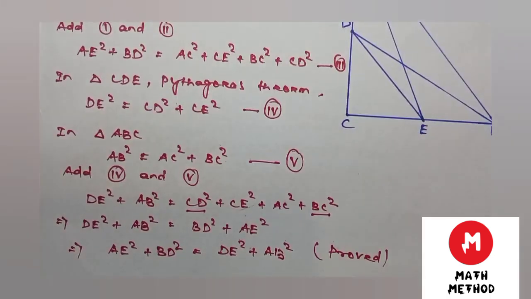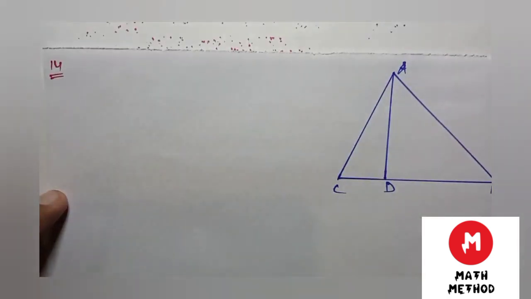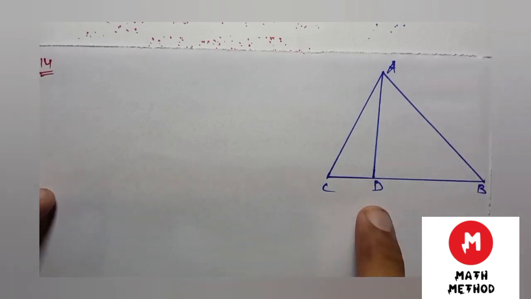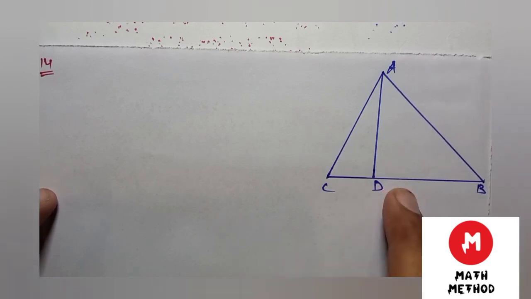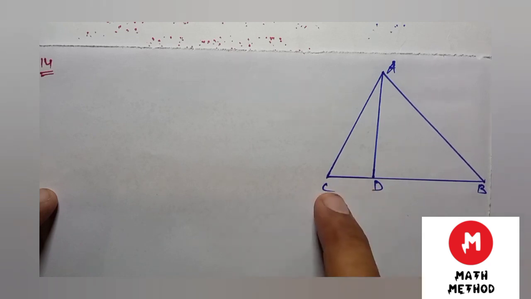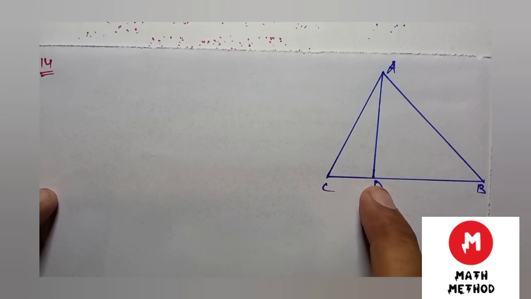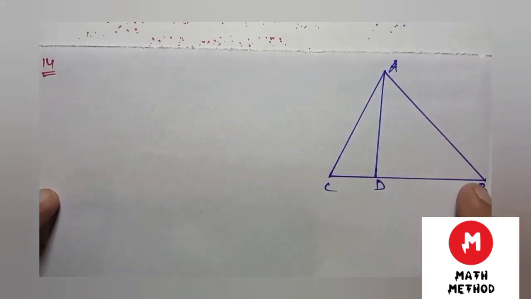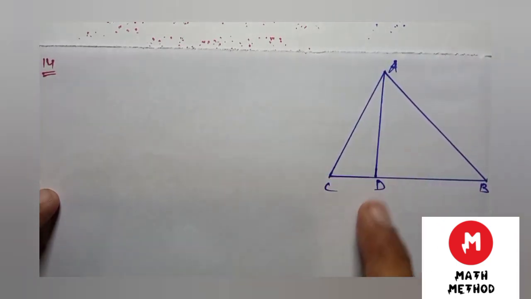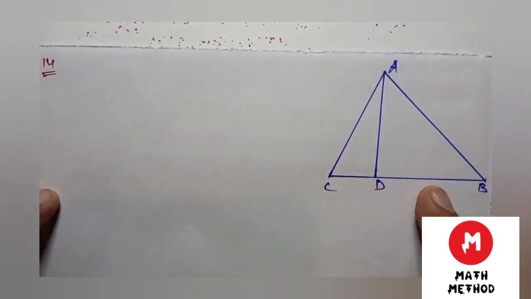Now question number 14. We have to prove that the perpendicular from A on the side BC of a triangle ABC intersects BC at D such that DB is equal to 3CD. This is my figure. Here BC, DB is equal to 3 times CD. Now we have to prove 2AB square is equal to 2AC square plus BC square.